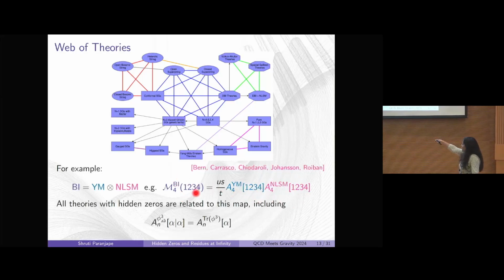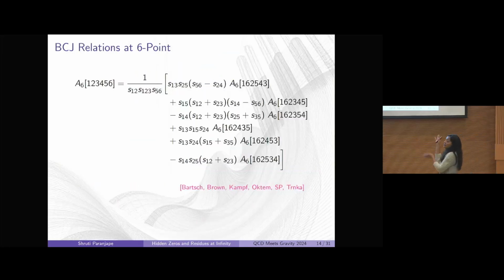theory. This is a double copy theory. And then trace phi cubed is related to bi-adjoint in this way. It's diagonal. Okay. So this is the BCJ relation at 6-point. And it's really a trivial observation. You now go on to the zero. And that's the zero. You can see that each of the prefactors actually vanishes on this kinematics, right?